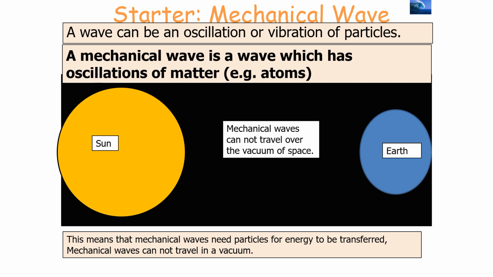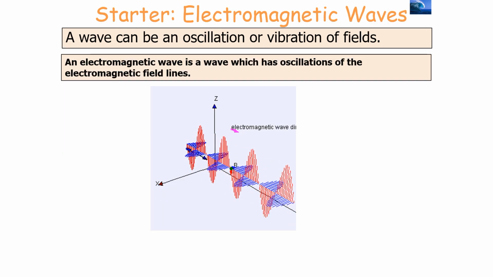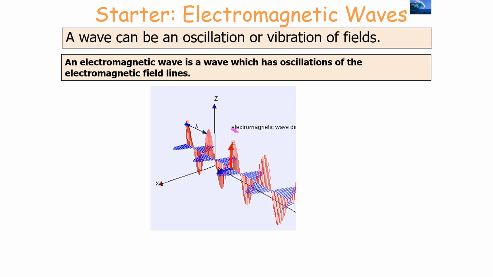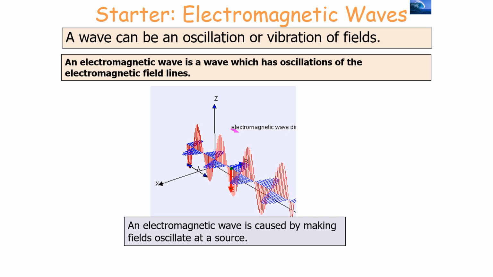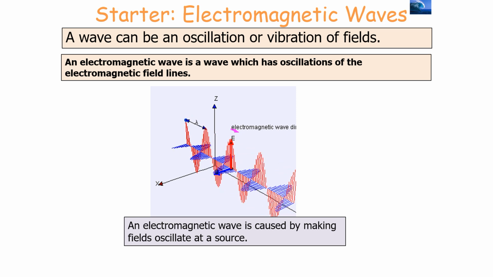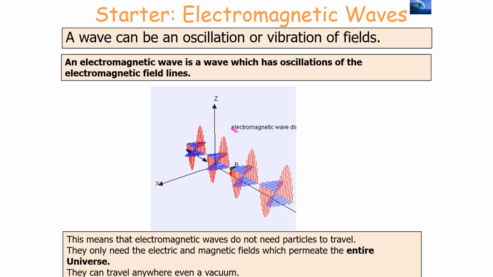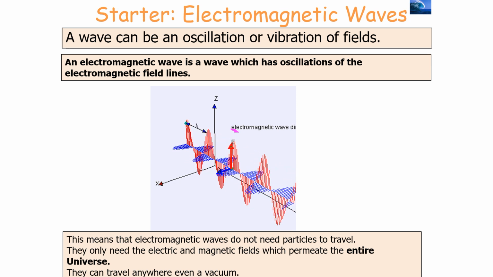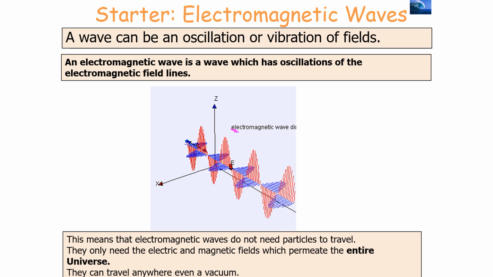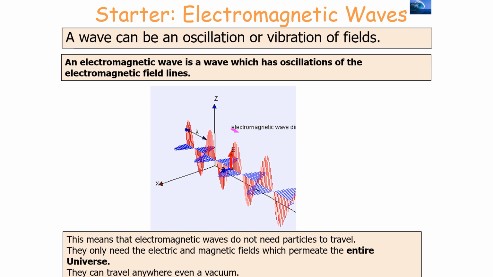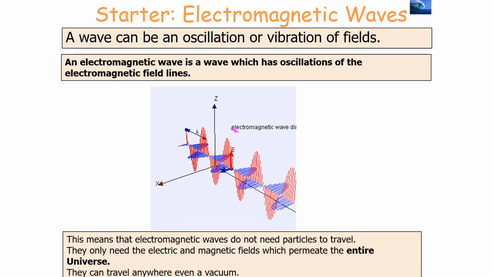so mechanical waves cannot travel in a vacuum. Now, an electromagnetic wave is a wave which has oscillations not of particles but of electromagnetic field lines. So an electromagnetic wave is caused by making fields oscillate at a source. So this means electromagnetic waves do not need particles to travel. They only need the electric and magnetic fields which permeate the entire universe. This means that electromagnetic waves can travel anywhere in the universe, even a vacuum.